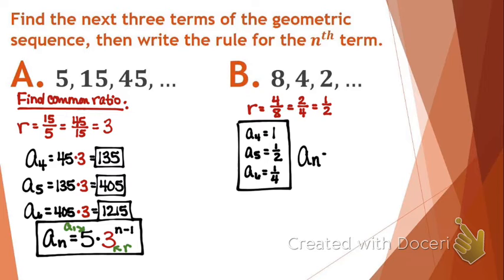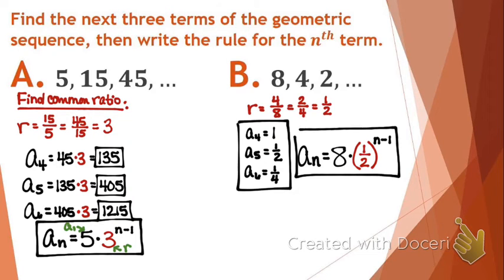So what's the rule for the nth term? Yes. Now, when we've got a fraction or a decimal for our r value, we will often put it inside parentheses so that it's very, very clear that that entire thing is what is being taken to the power of n minus 1. All right.